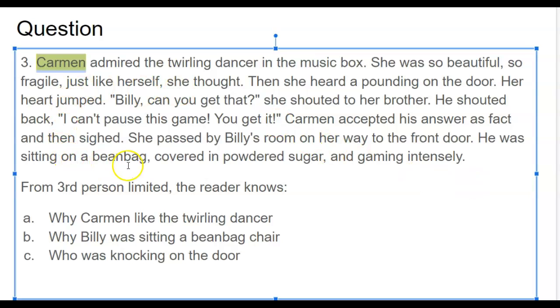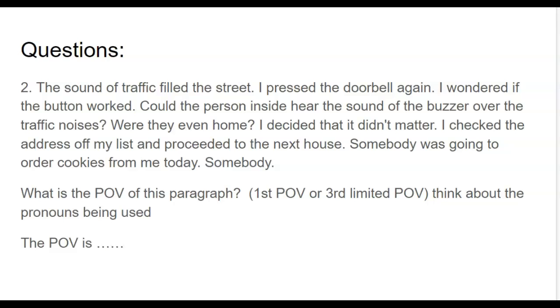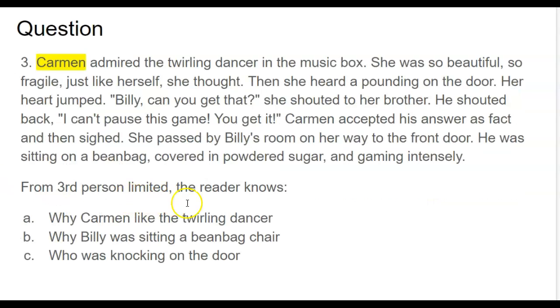So, from third person limited, the reader knows. So we're going to go back to our chart. And the reader only knows one character's thoughts and feelings throughout the story. We do not know the others. So what did the reader know? Why Carmen liked the twirling dancers? Well, let's go back and read. She admired the twirling dancers in the music box. She was so beautiful, so fragile, just like herself, she thought. Okay, I can see that.